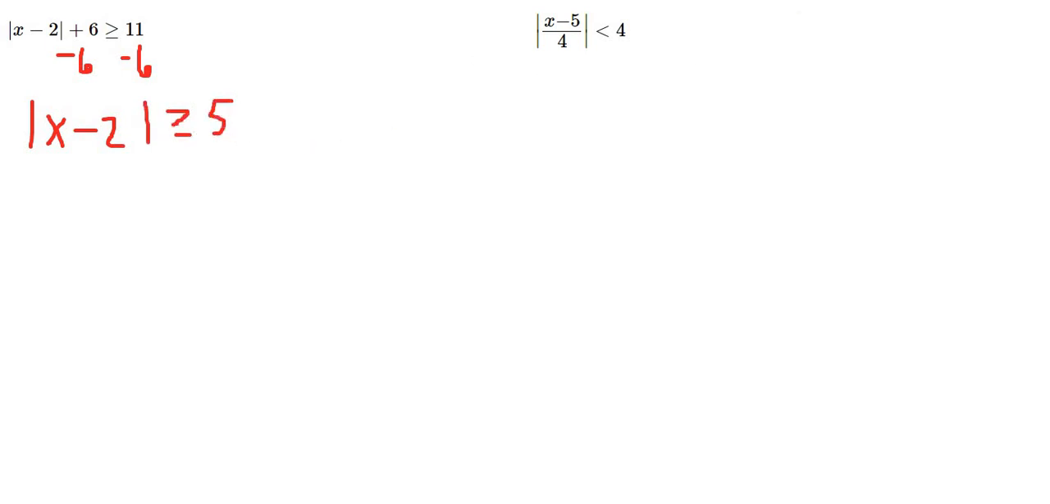Now we need to break this up into two different types of inequalities. The first is we will write this exactly how we see it, but without the absolute value. So we're just going to write x minus 2 is greater than or equal to 5. And then we're also going to write x minus 2, and then we need to flip the inequality symbol and change the sign. So it's going to be x minus 2 is less than or equal to negative 5.